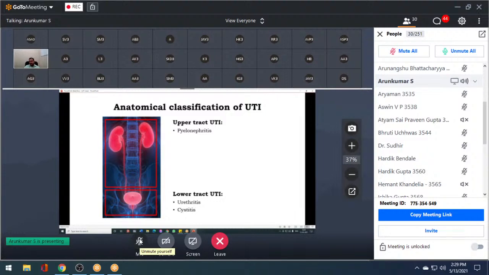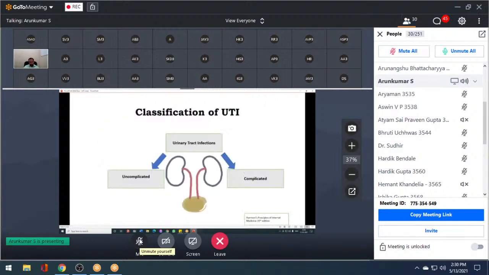With regard to the classification, we have to understand how the urinary tract is. We divide it into a lower tract and an upper tract urinary tract infection. Upper tract is where the kidneys are affected, that is, you are going to have pyelonephritis, inflammation of the kidneys. Whereas lower urinary tract infections are the ones where the bladder or the urethra is involved, that is either a cystitis or a urethritis. That becomes a lower urinary tract infection.